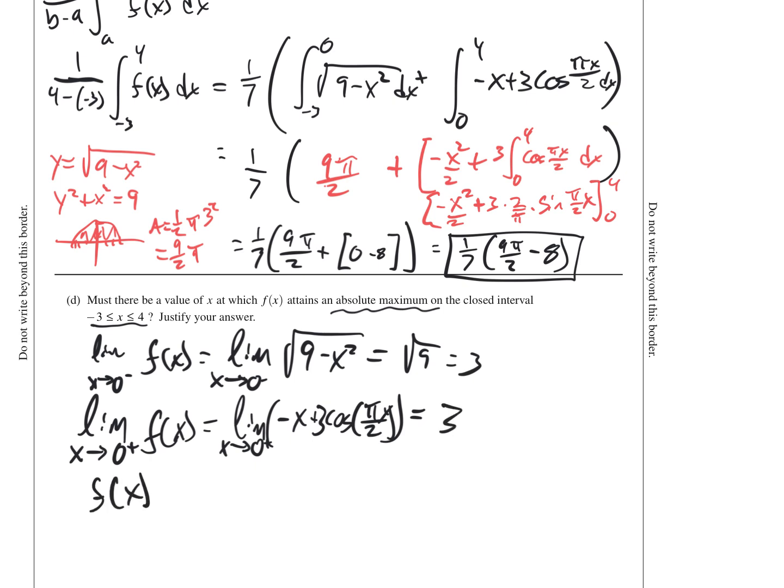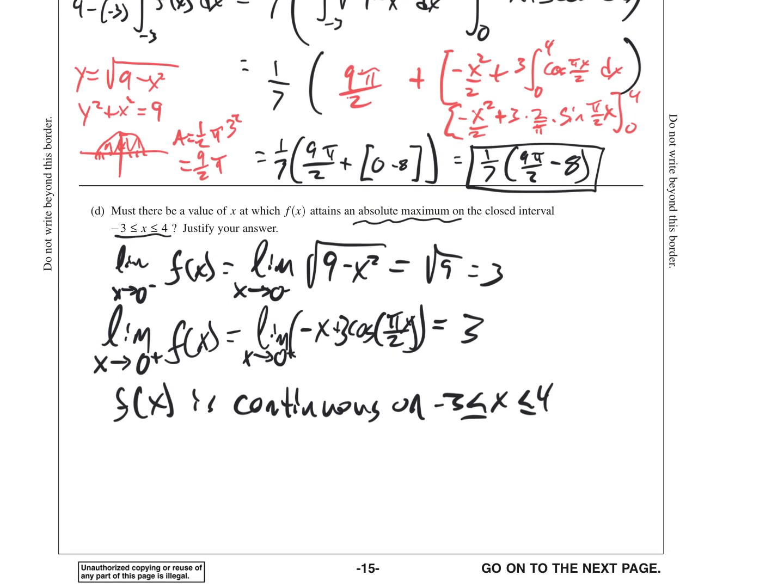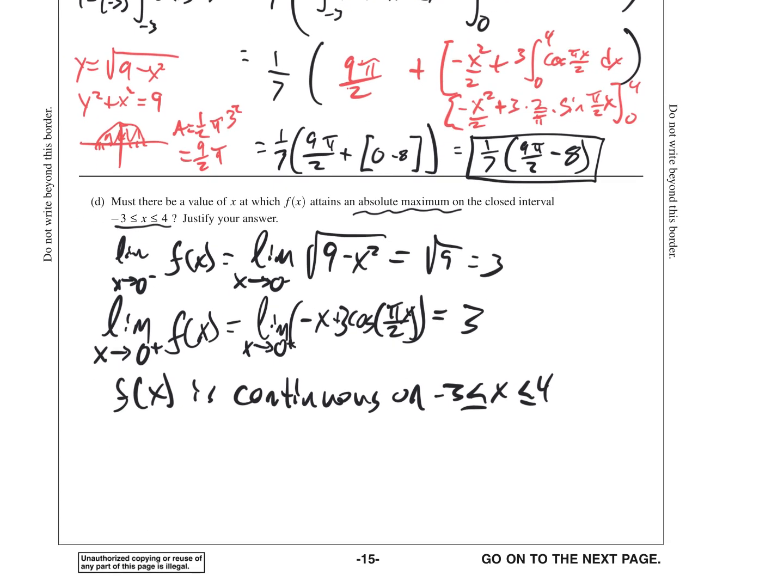So f of x is continuous on negative 3 to x less than 4. Okay. And so, therefore, it must have a maximum. There's a name for this. You could get away without saying the name, but you could just say it has to have an absolute maximum. That would be fine. The name is the extreme value theorem. I know we haven't talked about that much, but a lot of small little things. But again, if you just said so it has to have a maximum because it's continuous, that would be fine.